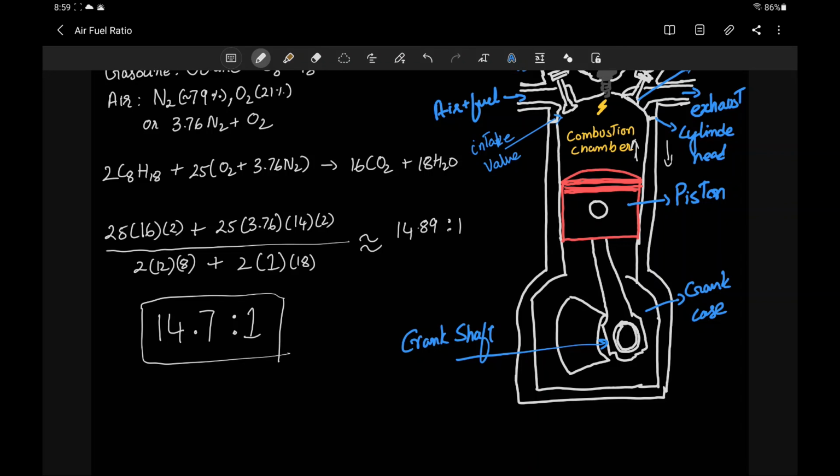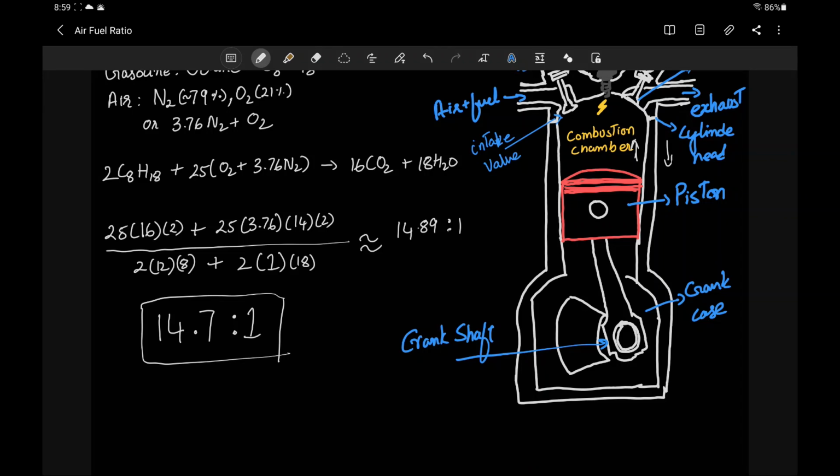So what we can conclude here is we need 14.7 parts of air for 1 part of fuel, so that the post-combustion exhaust doesn't contain any more octane or air in it.